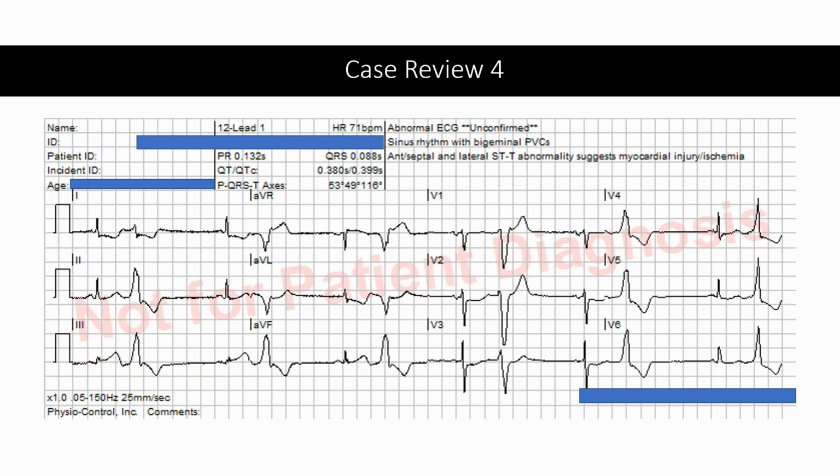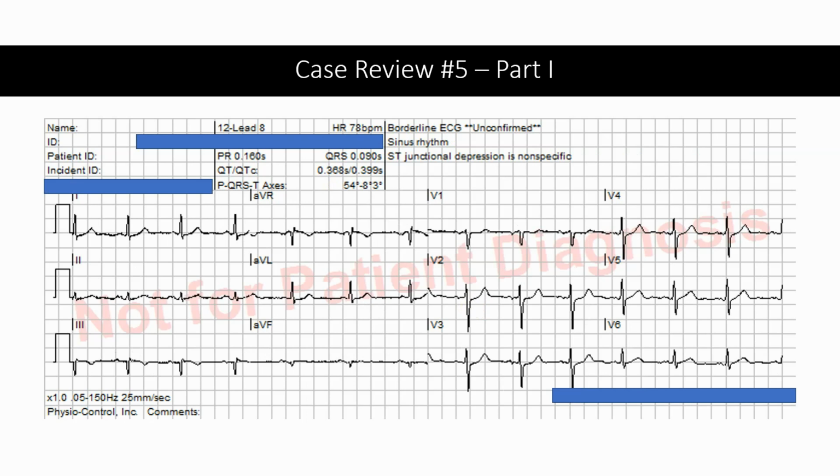are tall. Now, if we're still not sure about whether or not this is an inferior MI or early changes for an inferior MI, well, we have reciprocal changes in AVL that kind of tips the scales in favor of an MI, but you also have anterior ST depression.